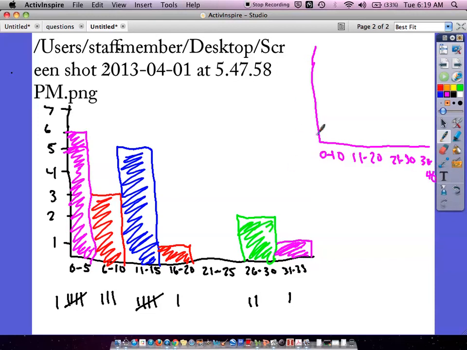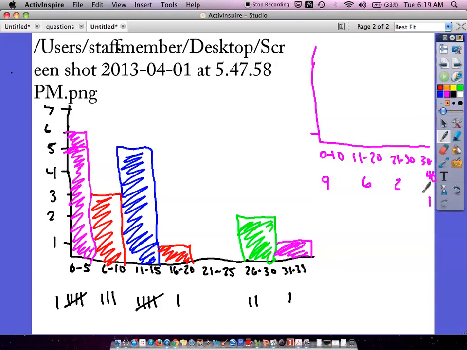So now, if you think about the categories from 0 to 10, I'm going to have all of these. So that'd be 6 plus 3. So that's 9 that's going to fit into that category. From 11 to 20, that's 6 that's going to fit into that category. From 21 to 30, still 2. And from 31 to 35, still 1. So now we can do our bar graph.